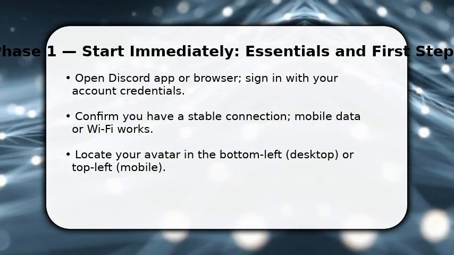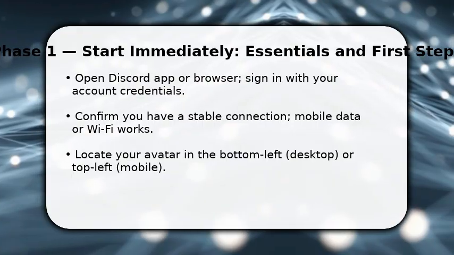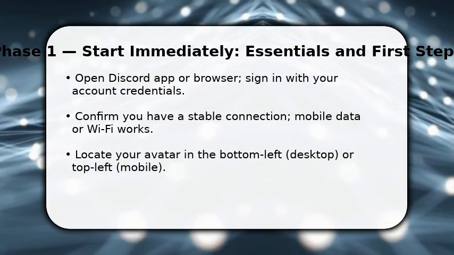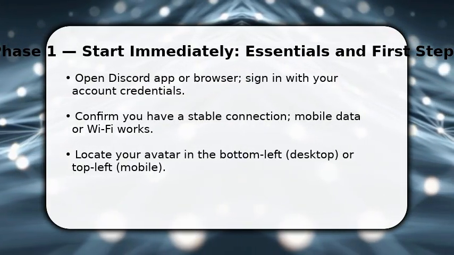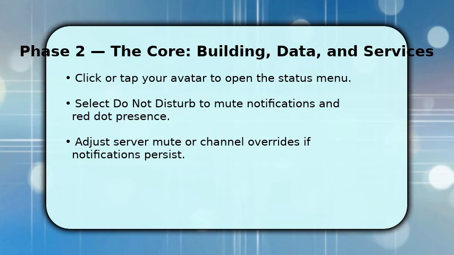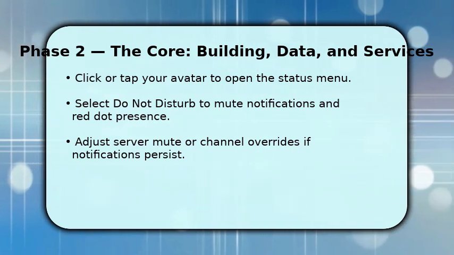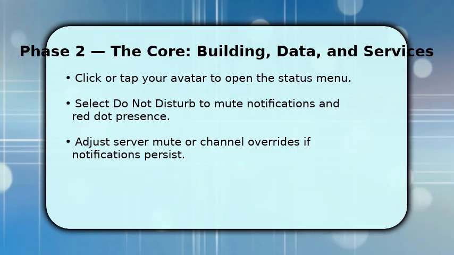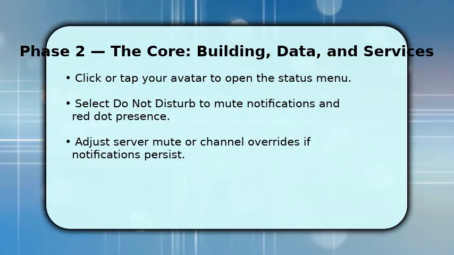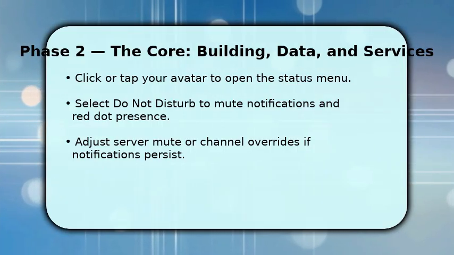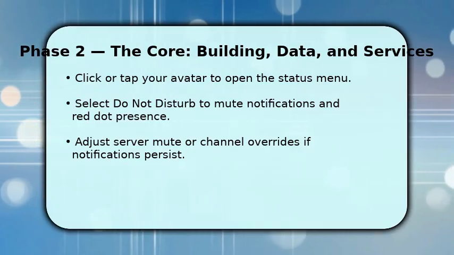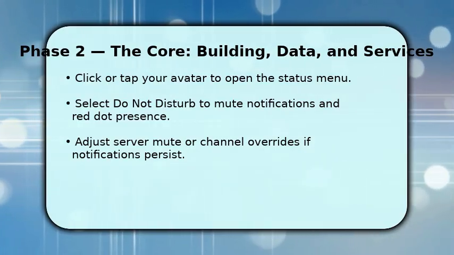You're taking the first actionable step towards silencing interruptions. Don't stop here, proceed to change your status to Do Not Disturb next. You've opened the status menu, now set Do Not Disturb. On desktop, click your avatar then choose Do Not Disturb. Your presence turns red and notifications are blocked. On mobile, tap the avatar, choose Status, then pick Do Not Disturb.